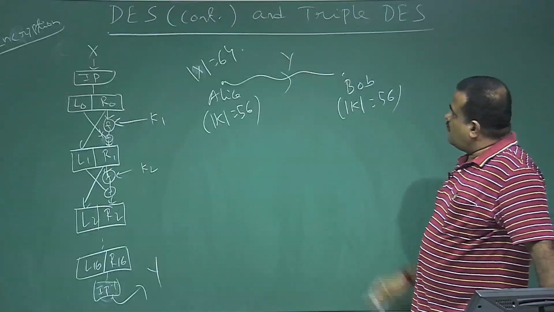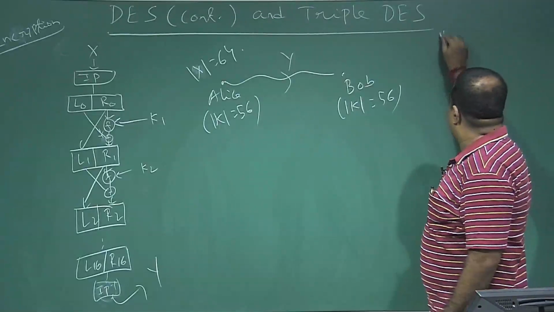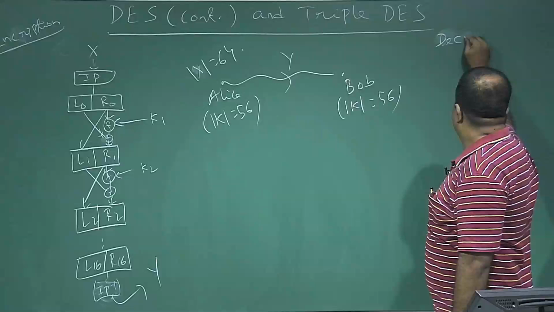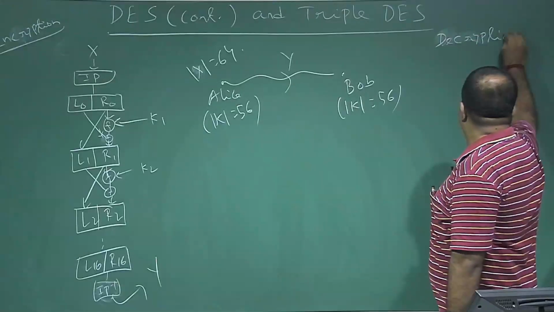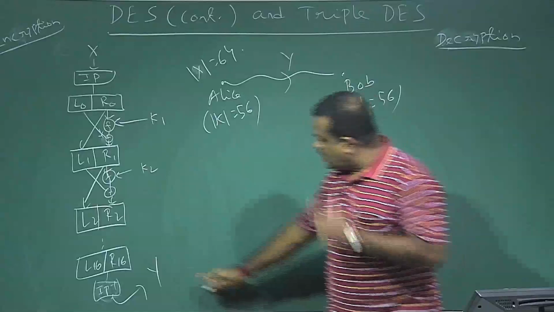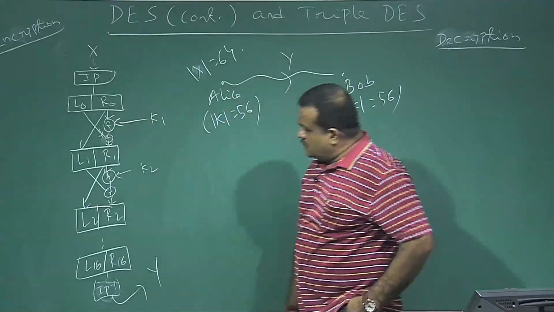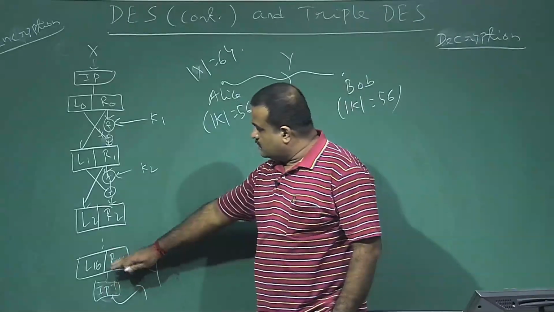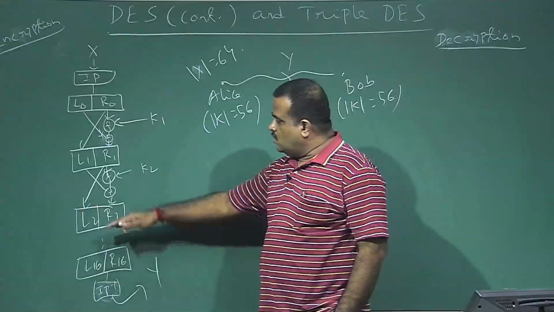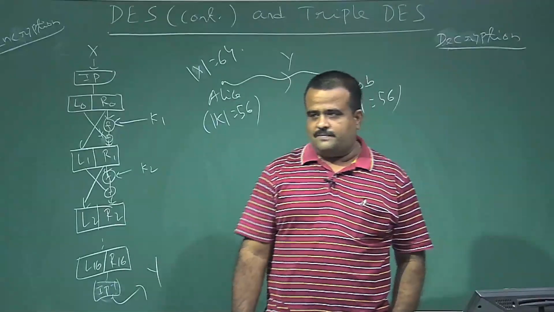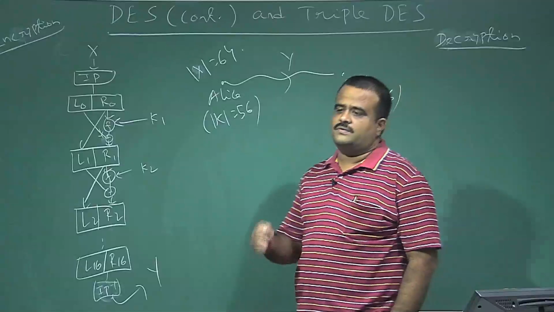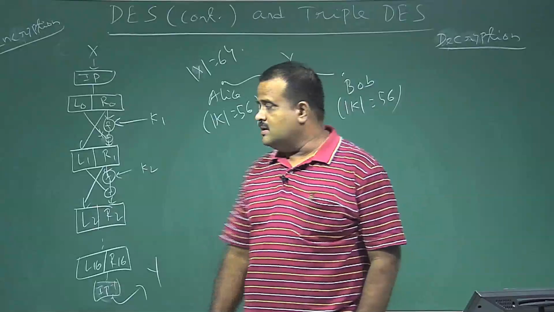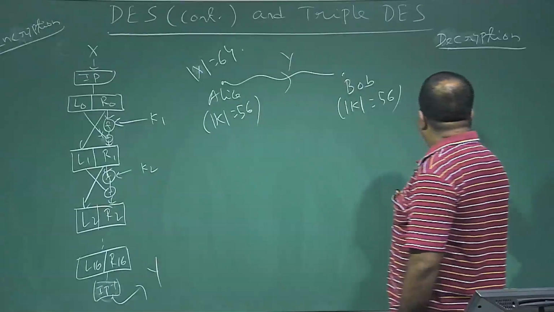Now Bob has to decrypt it. So how can Bob get back the message? That is the decryption algorithm or decryption procedure. From this Y, Bob has to get back X. So basically Bob will apply IP inverse, go back here. Basically we have to invert the Feistel cipher. If we know how to invert a Feistel cipher, then we are done. So the question is how we can invert a Feistel cipher.